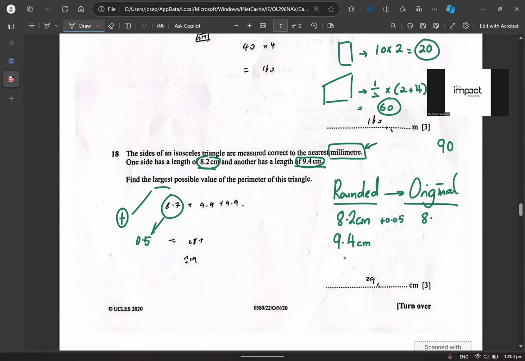So you get to 8.25, right? You get what I'm trying to say? And then this one you add 0.05 again. We get to what? 9.45. You understand or don't understand?